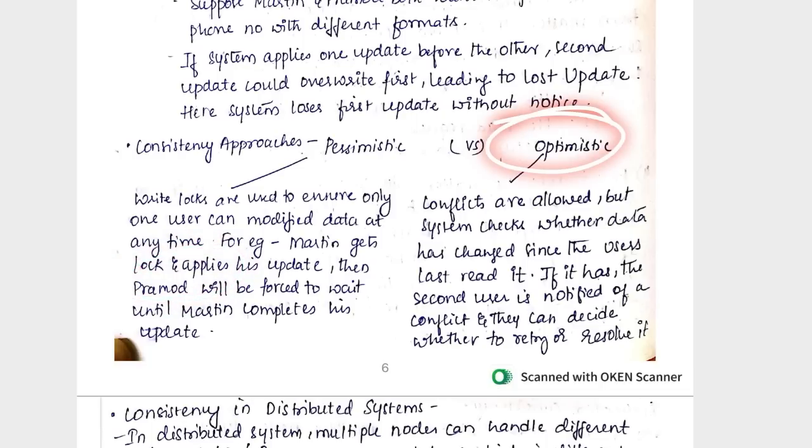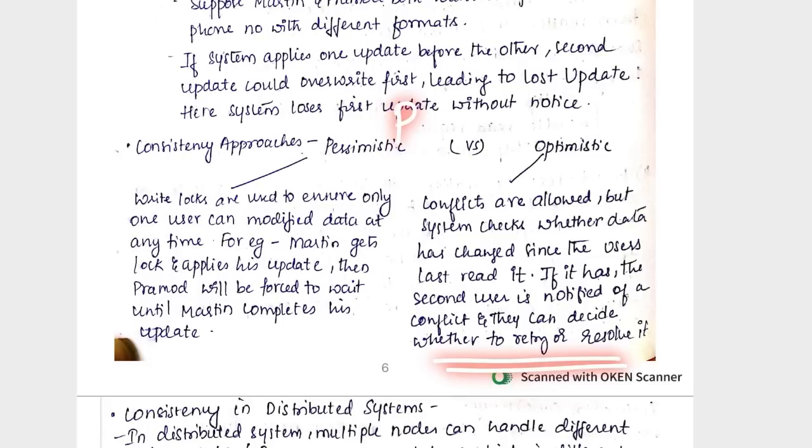Next we have the optimistic approach. In the optimistic approach, conflicts are allowed, but the system checks whether the data has changed since the user last read it or not. If it has, then the second user is notified of a conflict and they can decide whether to retry or resolve the data further.